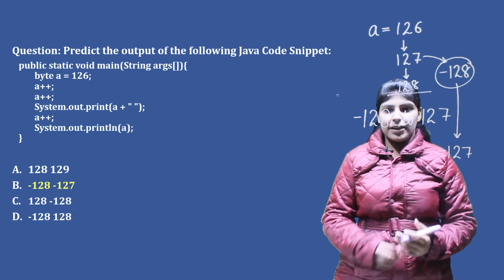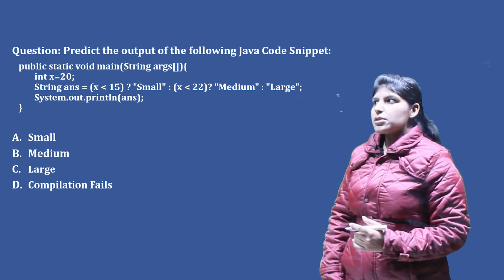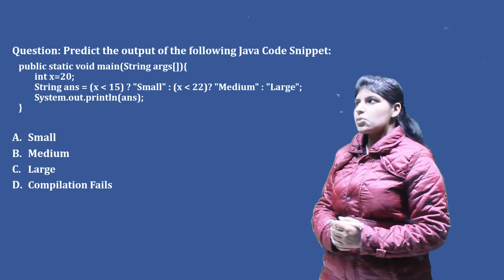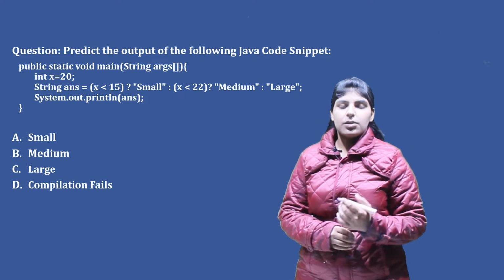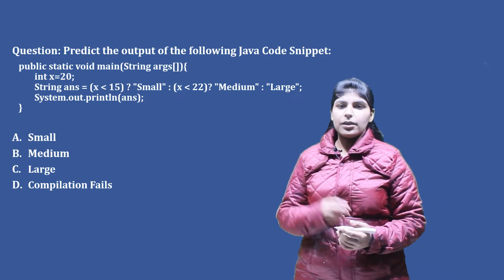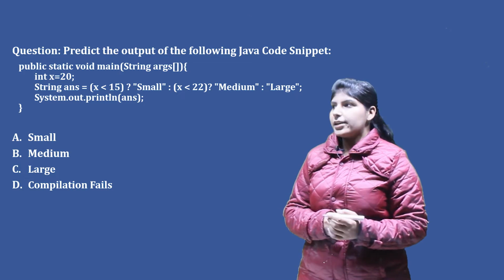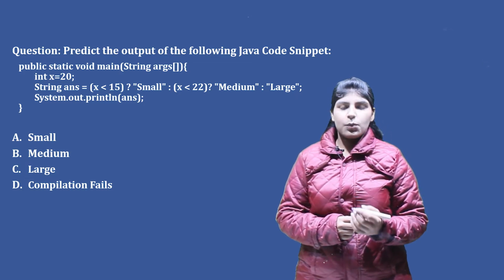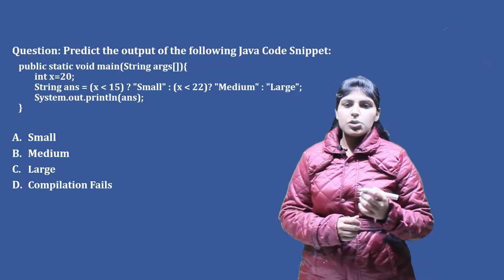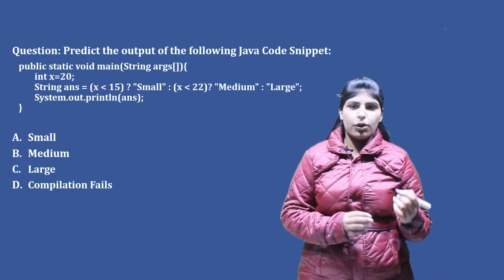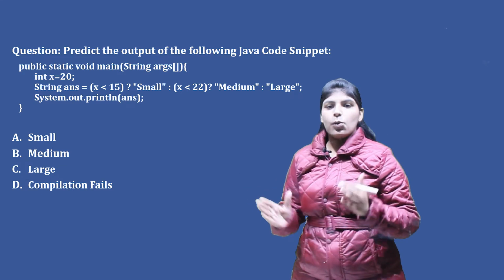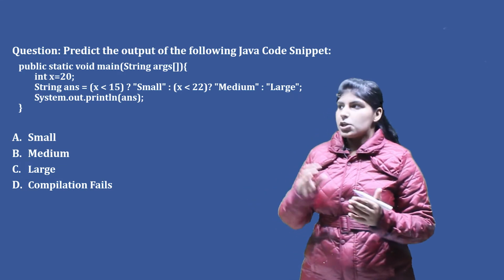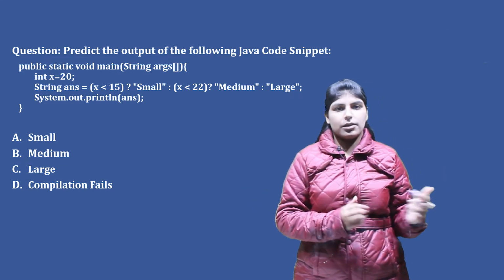So now moving on to the next question. In this question, I am given an integer variable x whose value is 20. In the next line, I am given a ternary operator. So how does a ternary operator evaluate? First, we check the condition. So the condition is x less than 15. What's the value of x? It's 20. So 20 less than 15 is false. So we'll move on to expression 2. Now in expression 2, again we are given a ternary operator. So this is an example of a nested ternary operator.